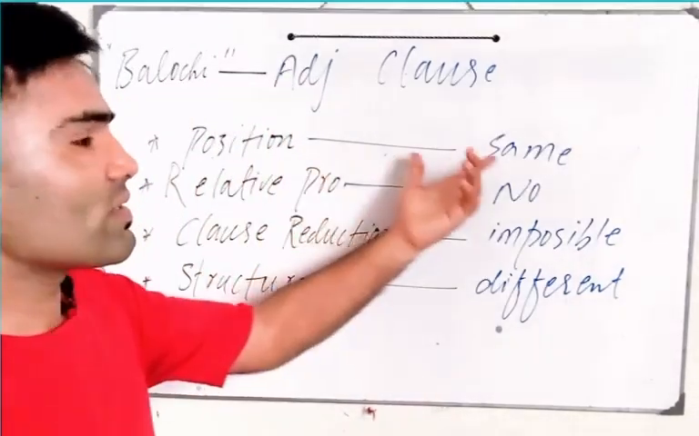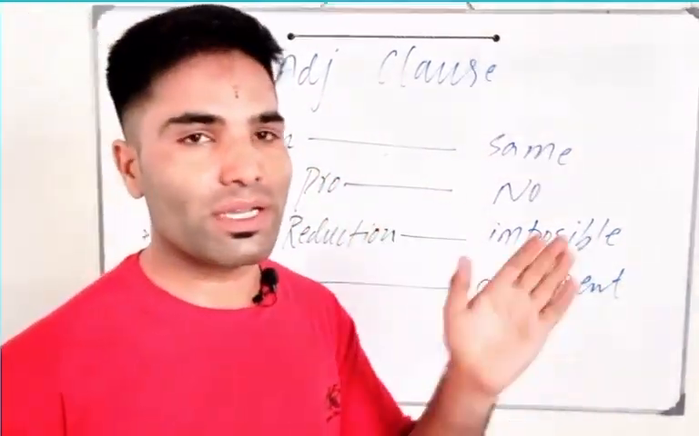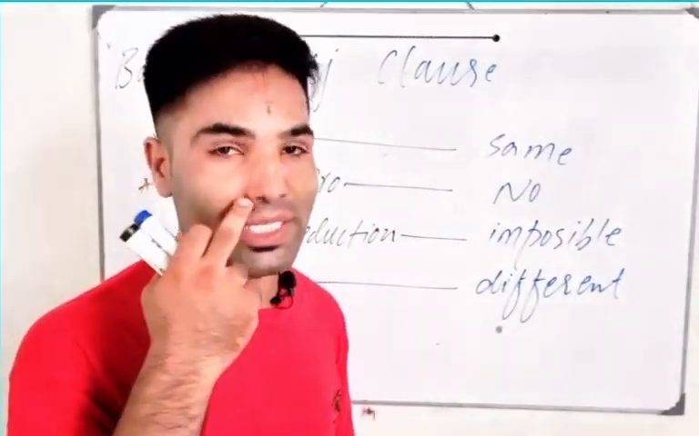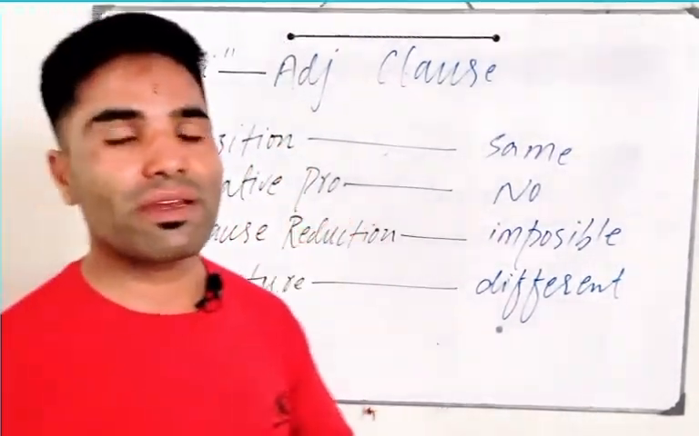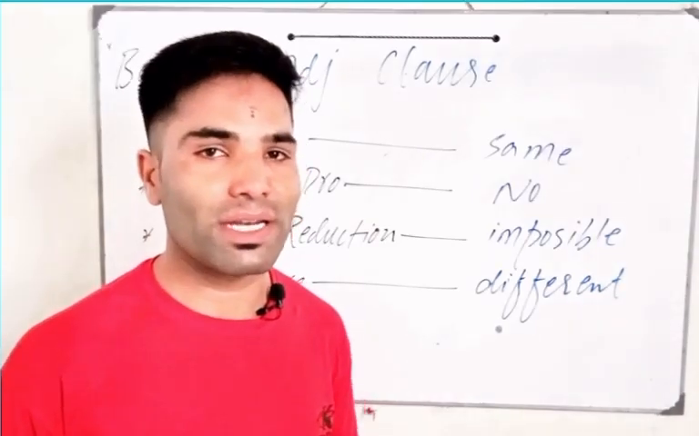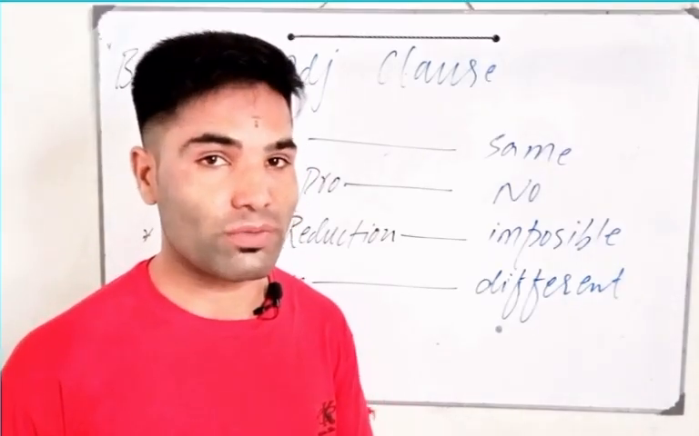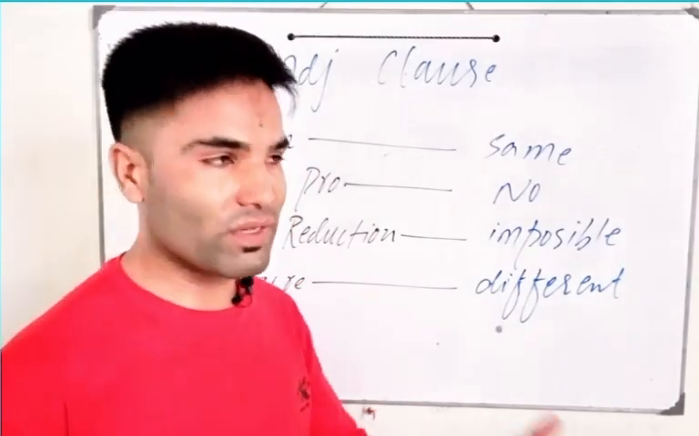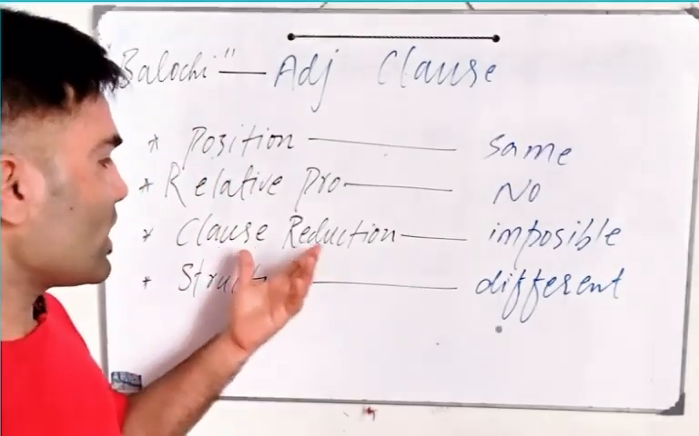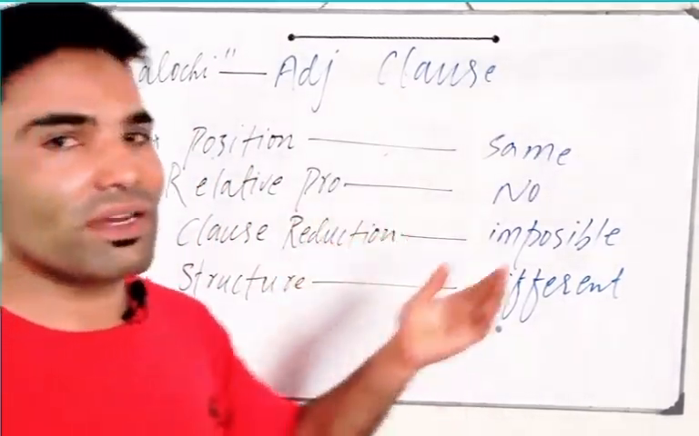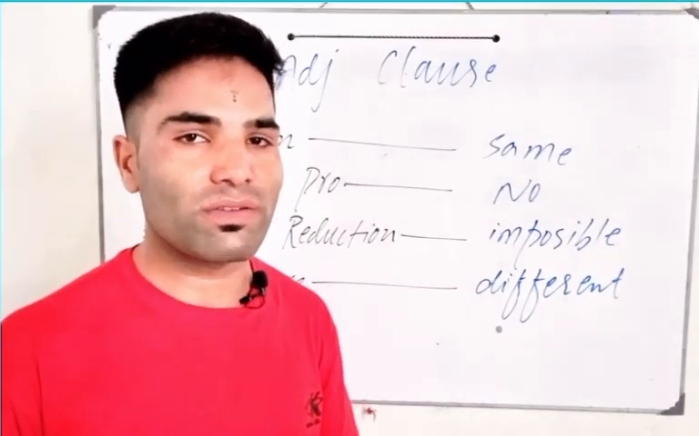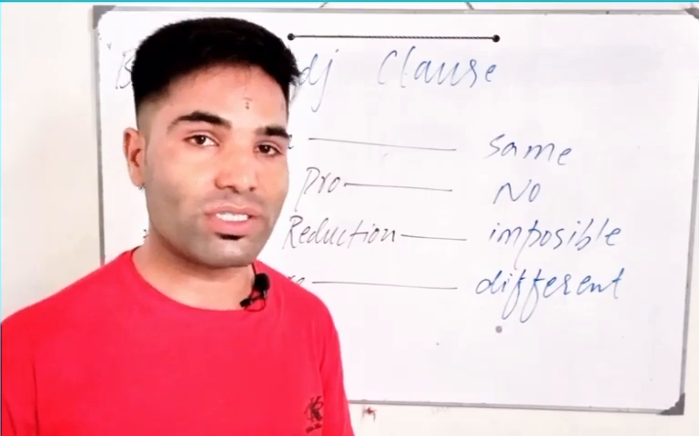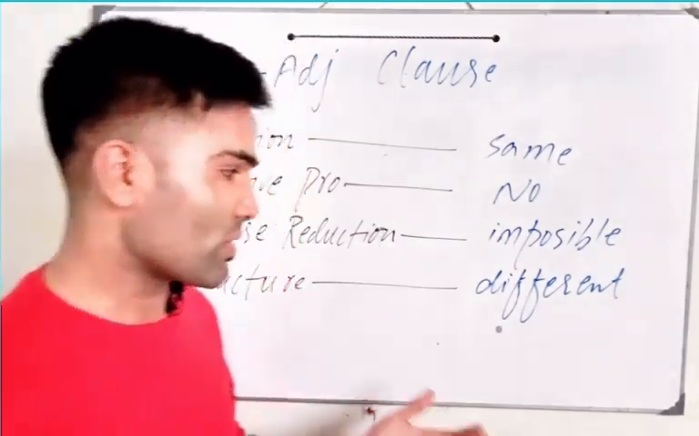In Balochi language, the position of placing the adjective clause is the same, it is not different. Secondly, in Balochi there are no relative pronouns. We don't have any relative pronouns, though we use glottal stops, which we are going to discuss further in the topic. And thirdly, if there is no relative pronoun, how would it be possible to reduce the adjective clauses? So reducing adjective clauses in Balochi language is impossible.